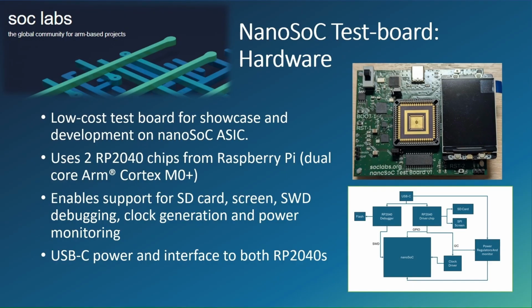And then finally, once we got silicon back, the test boards, we tried to keep this very simple. The way that we've designed this is so that you can use these Raspberry Pi RP2040 chips. The reason we've done this is to take a lot of the area away from NanoSoC. So for things like SD cards, screens, other peripheral management, like I2C, we've taken that area basically out of NanoSoC to keep it as small as possible and then offloaded it onto these RP2040s.